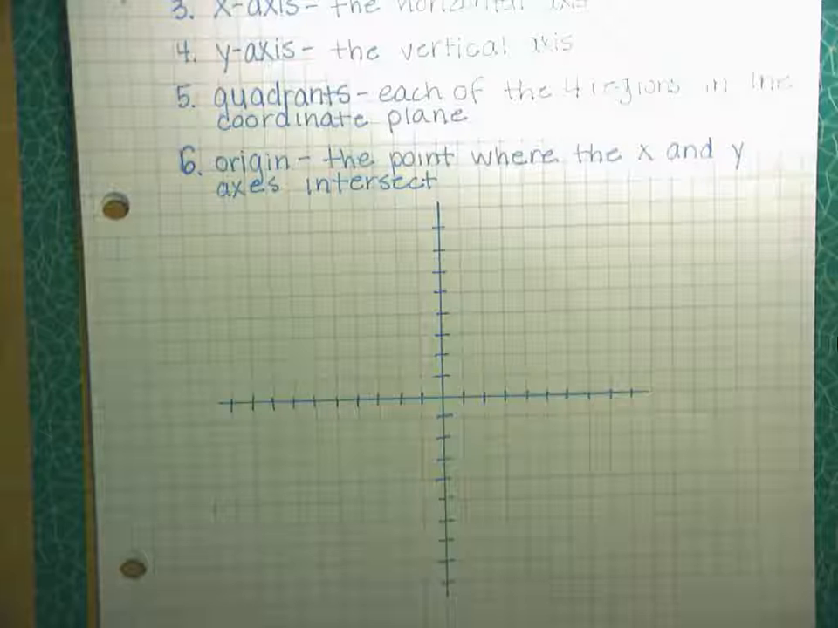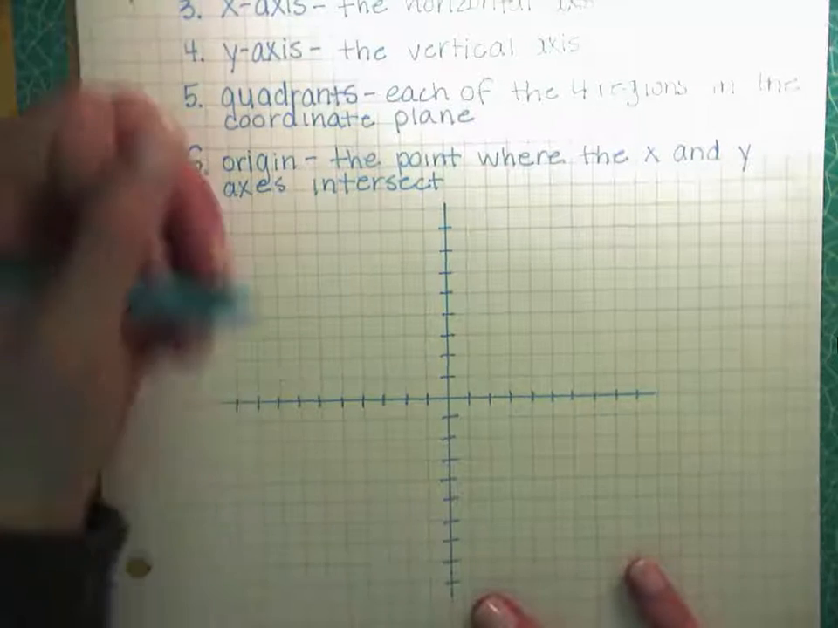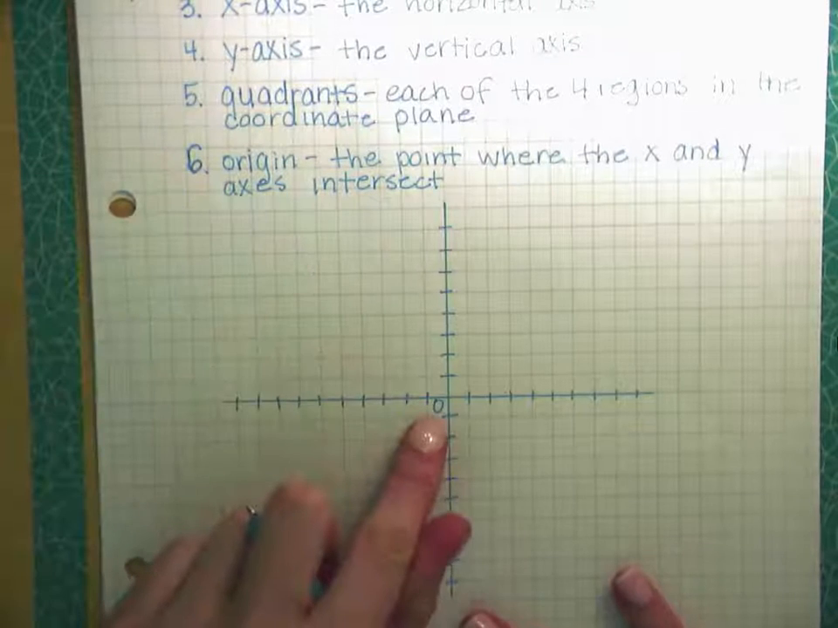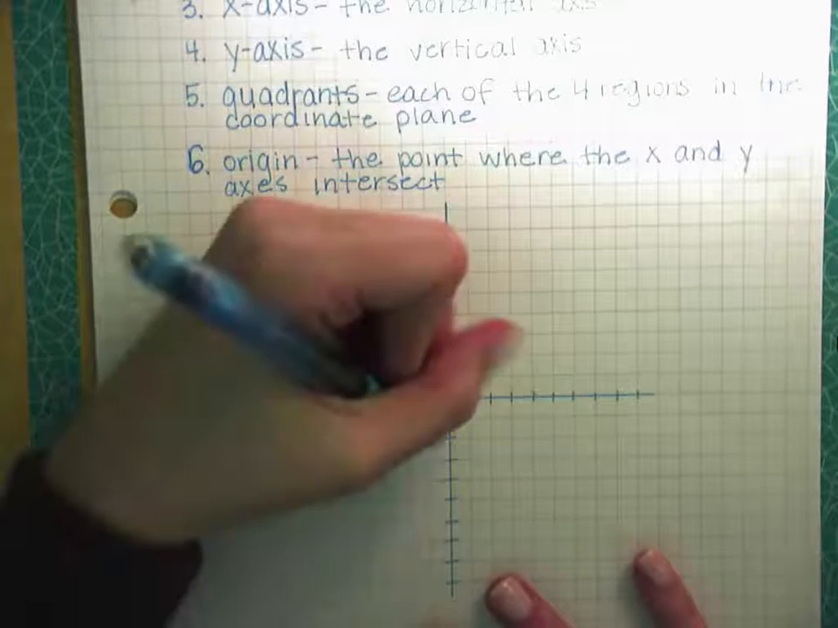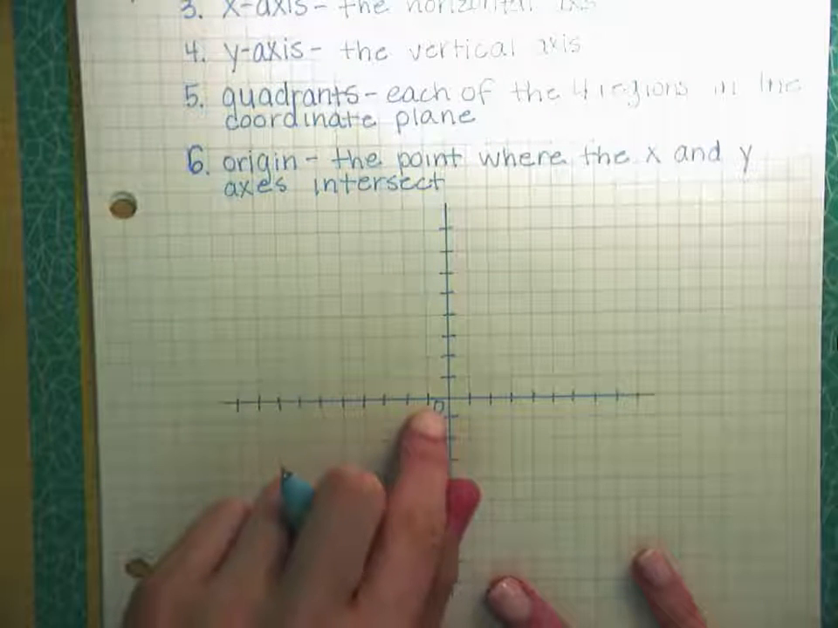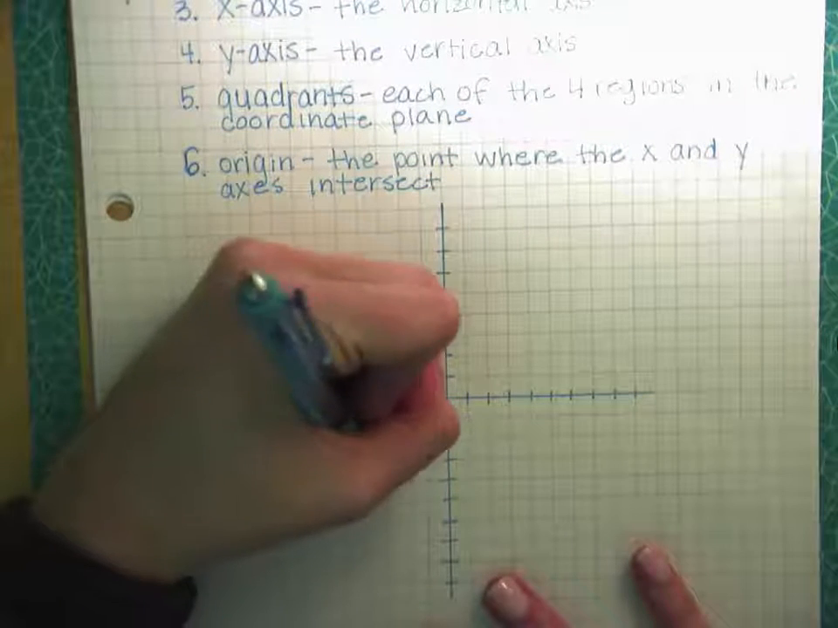Alright, so the next thing we need to do is let's go ahead and label our origin. To label the origin, you can actually just write a little O in this bottom left corner, and that will signify the origin.